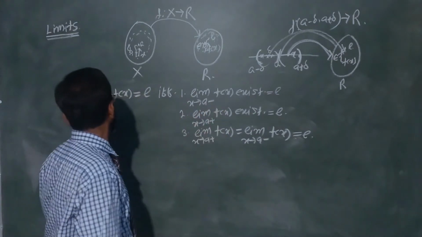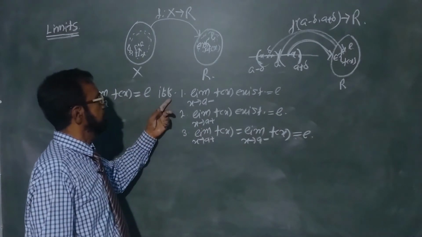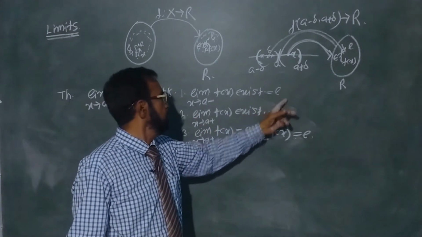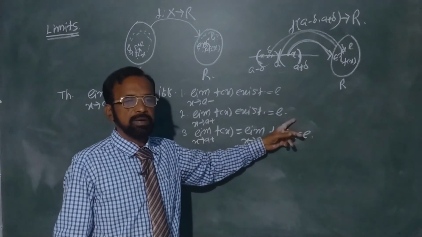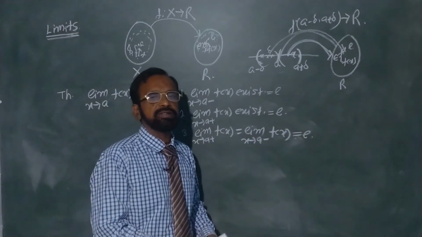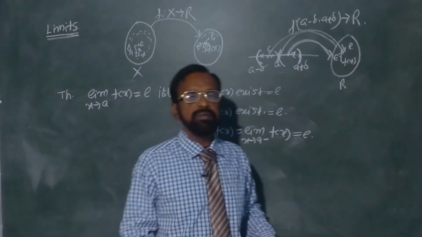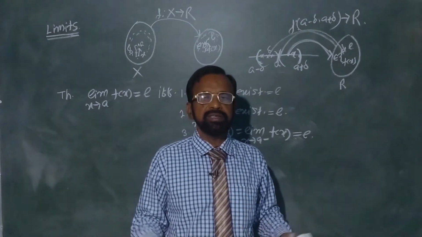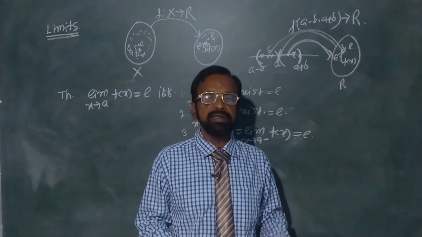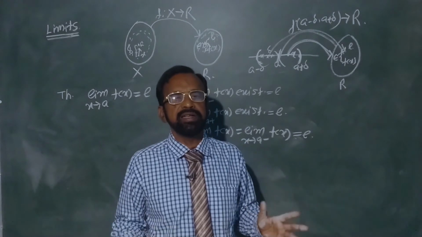That means limit x tends to a of f(x) equals L if and only if the left hand side limit equals L and the right hand side limit is also equal to L. If the left hand side limit is not equal to the right hand side limit, the limit does not exist. This is the relation between left hand side limit, right hand side limit and general limit.